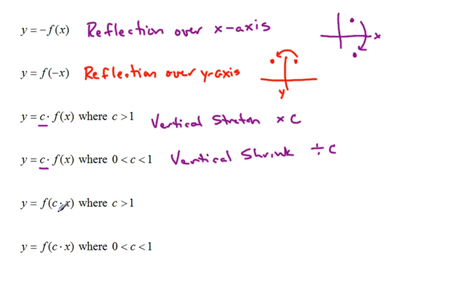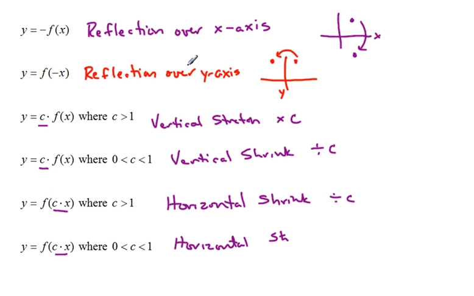In this next one, it's on the inside, so it's going to be horizontal. But remember, everything on the inside does the opposite of what we would expect. So when we multiply by a number bigger than 1, we're actually going to shrink. So we have a horizontal shrink, or it's going to divide by c. And over here, when c is between 0 and 1, it's going to be a horizontal stretch, or we're going to multiply by c. All right, so let's go to some problems.